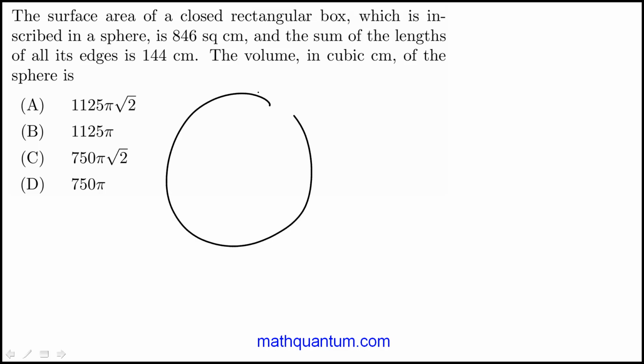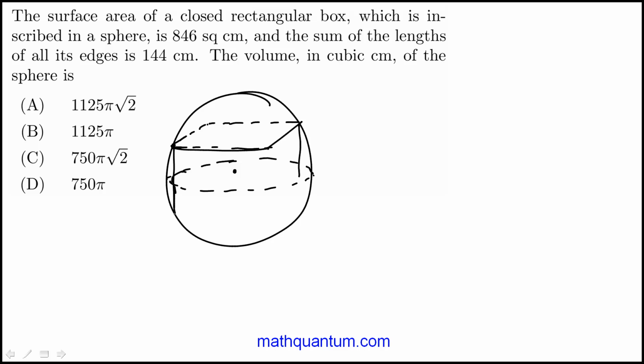So we're told that this rectangular box is inscribed in a sphere. I'll try to draw this in 3 dimensions so you can visualize what's happening. It's going to be something like that. Maybe I'll draw this as a solid line. So we have this rectangular box. I'm going to label the sides as length L, width, and height.